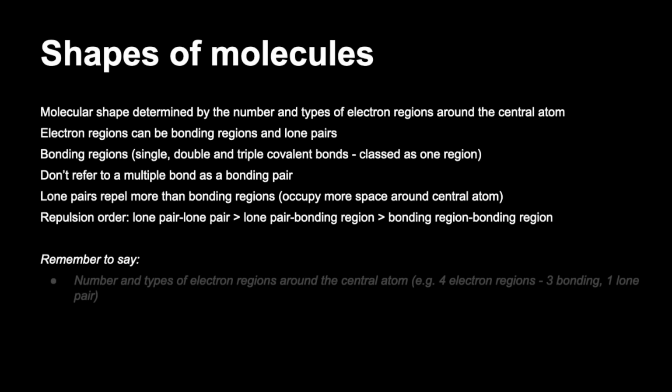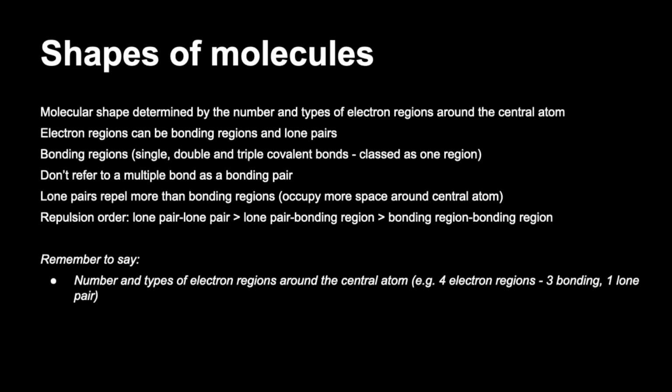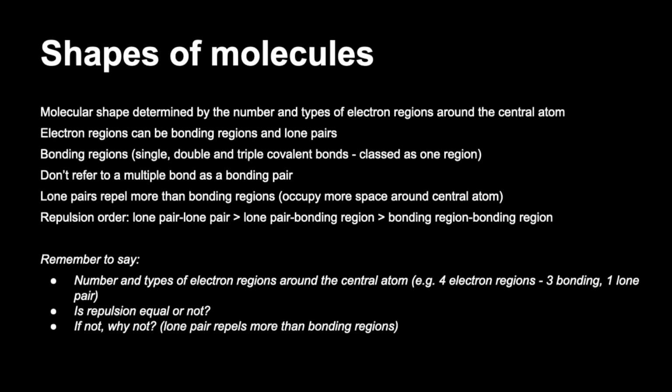The first thing you'd say is what number and types of electron regions you have around the central atom. For example, you might have a total of 4 electron regions, and then you'd quantify them: 3 bonding, 1 lone pair. Next thing you talk about is repulsion. Is it equal or is it not? And if not, why not? Just remember, lone pairs repel more than bonding regions, and that repulsion order is at the top there.